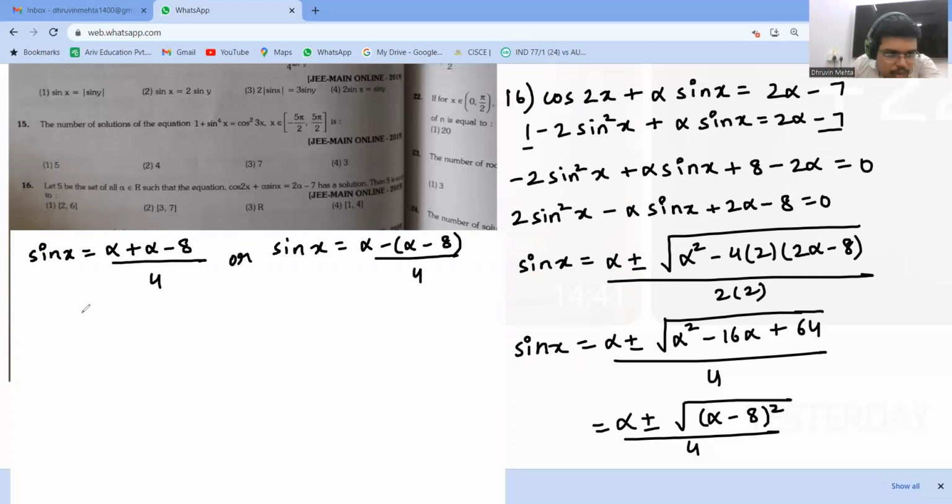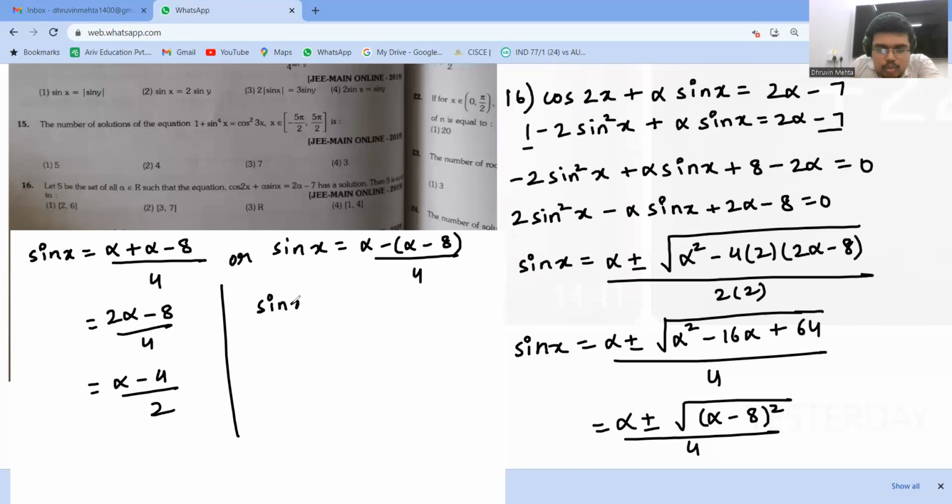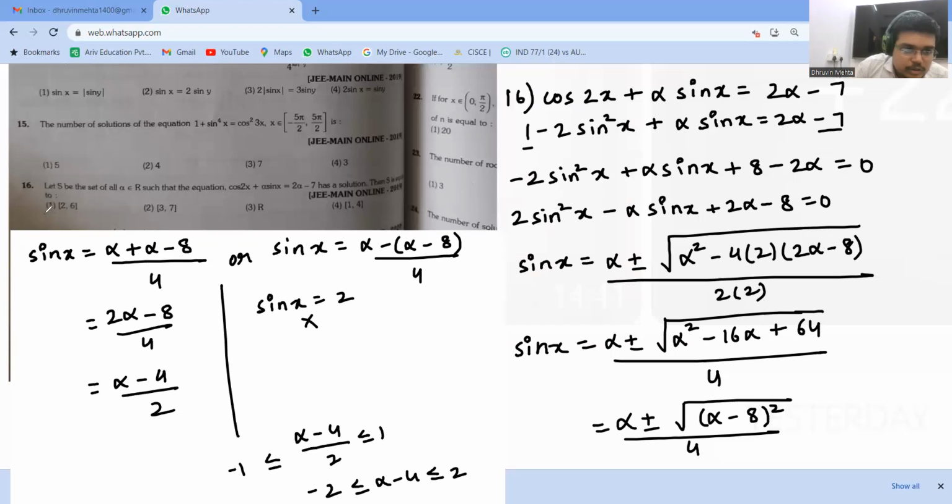तो आरुष यहाँ से हमें मिलेगा sin x is equal to 2 alpha minus 8 upon 4. When we take 2 common, तो ये हो जाएगा alpha minus 4 upon 2. यहाँ से sin x का वैल्यू आ रहा है 2, तो ये तो डिस्कार्ड ही करना पड़ेगा बिकॉज इट कांट बी 2. नाउ अल्फा minus 4 by 2 तो exactly between minus 1 और 1 होगा, तो ये होगा minus 1 less than equal to alpha minus 4 upon 2 less than equal to 1, so alpha minus 4 lies between minus 2 and 2. तो इसका आंसर आएगा 2 to 6. It's between 2 and 6.